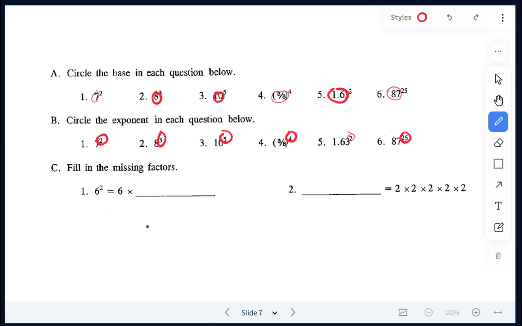All right, here, fill in the missing factors. If it's 6 squared, we know that it is 6 times 6. Fill in the missing factors: it's 2 times 2 times 2 times 2 times 2. That's 1, 2, 3, 4, 5 twos. Our base is 2, and our exponent is 5. All right, pretty straightforward there.